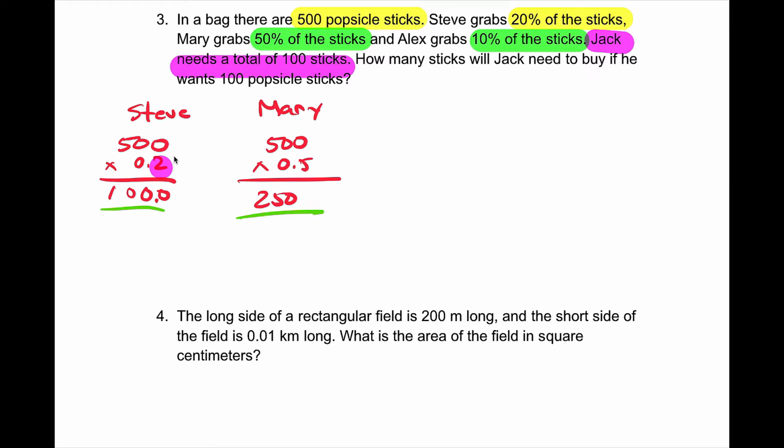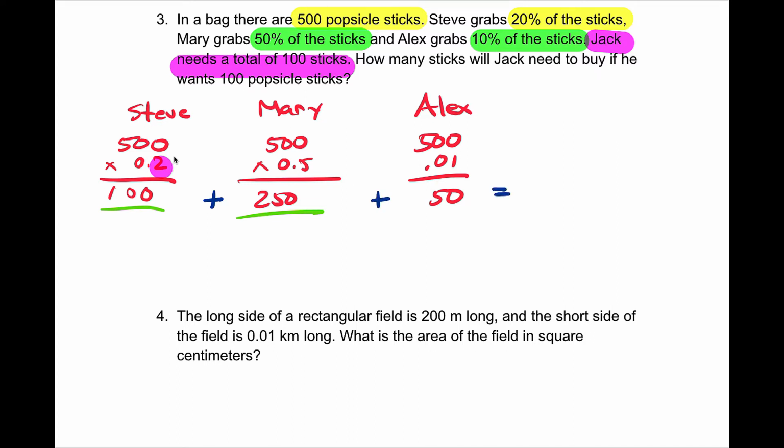Okay, and the last person that's taking sticks before Jack is left to see how many are remaining is Alex. Alex is going to take 10% of them. So 500 sticks times 0.1. You don't even really have to do the math here. You should be able to do some mental math and know that 10% of the 500 is going to be 50 sticks. So altogether, I'm just going to erase this 1 0 here. We've got Steve with his 100 sticks plus Mary's 250 sticks plus Alex's 50 sticks.